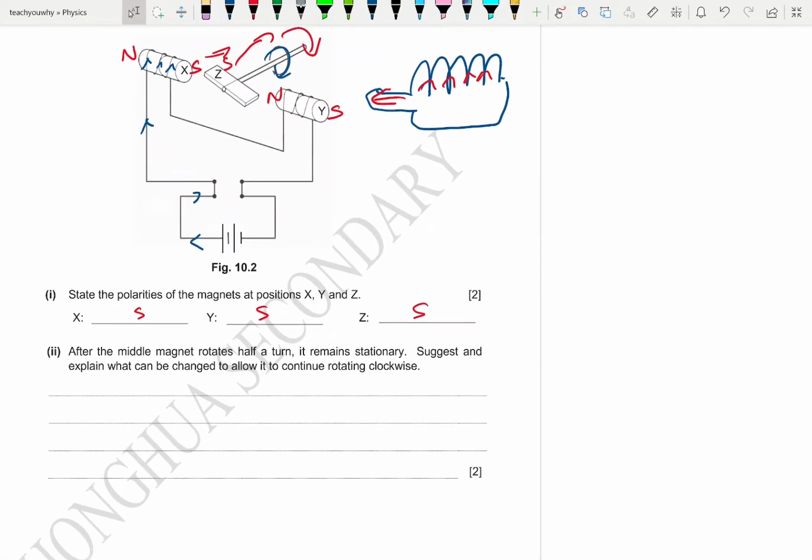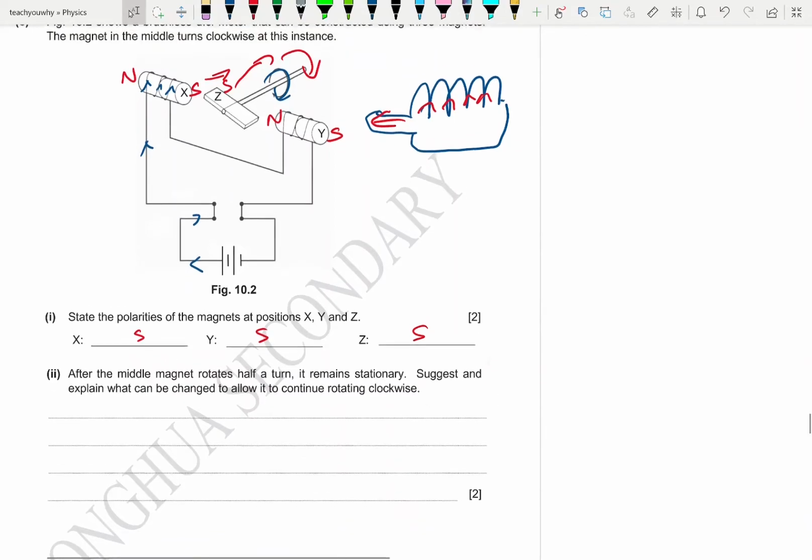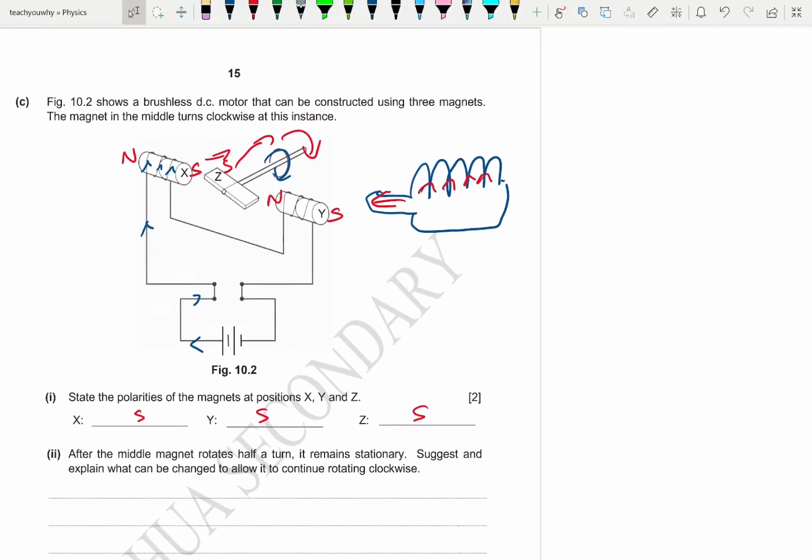Explain why, after the magnet rotates half a turn, it remains stationary, and explain what can be changed to allow it to continue rotating clockwise. Now, what happens is that, imagine Z is now here instead of here. It rotates and comes here. So Z, remember, this is south. South and north attract. And then over here, the south becomes north, and north and south attract. So it doesn't rotate anymore.